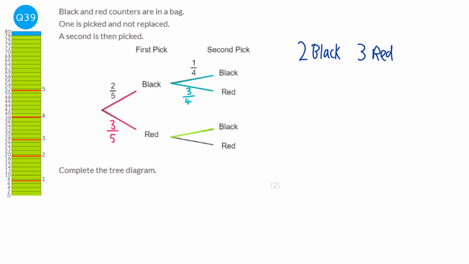Now these two here we're not given any fractions for, but given the fact that we started with 2 black and 3 red, we've picked one of the red, so we've got one less red, and that means we've got 2 black counters and 2 red counters. So it means that the probability of picking a black is 2 over 4, or 1/2, and the probability of picking a red is 2 over 4, or 1/2.